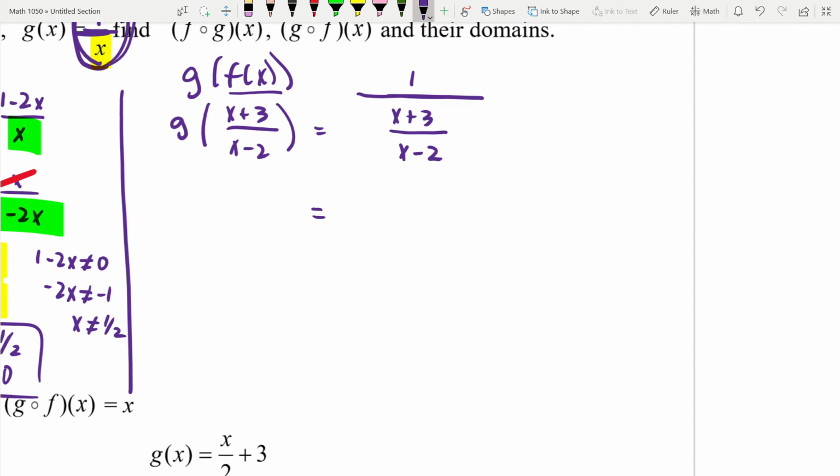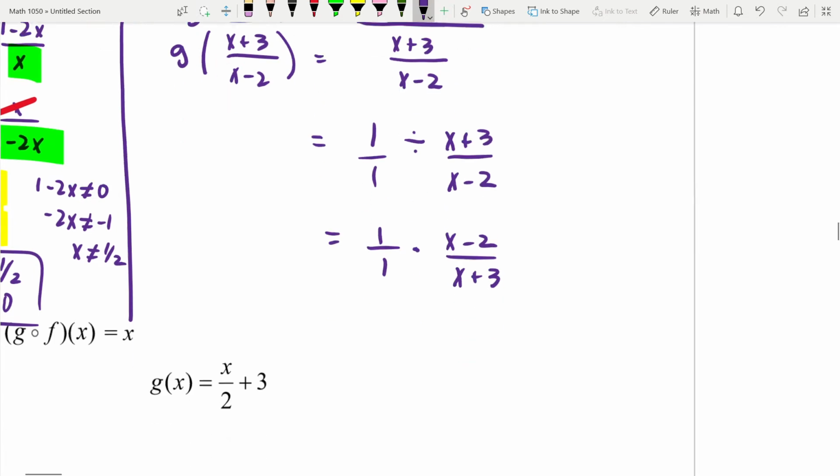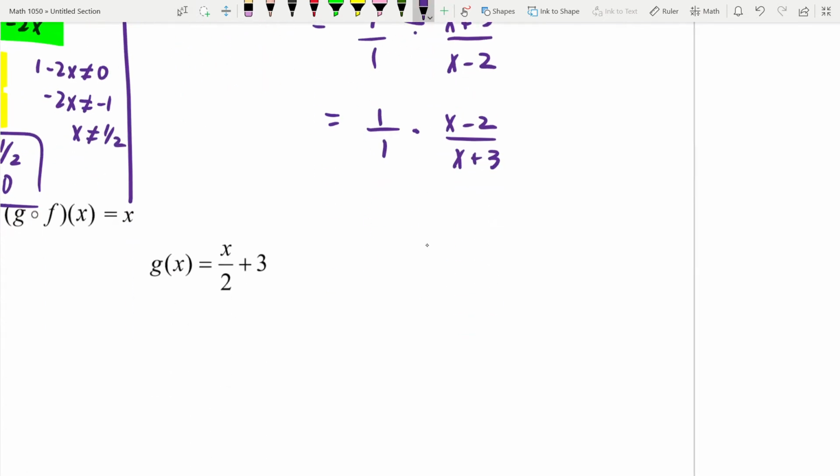Now, this is the reason this is easy. I don't have to get any common denominators. I can go ahead and write it as a division. So this is 1 divided by x plus 3 over x minus 2. Make it a multiplication, flip the second guy upside down. Multiplying by 1 doesn't change anything, so my answer is x minus 2 over x plus 3.